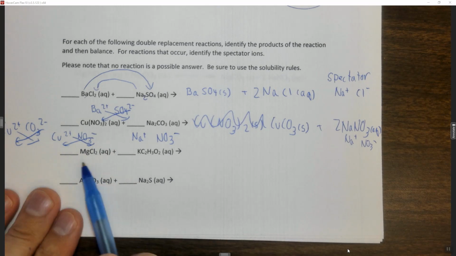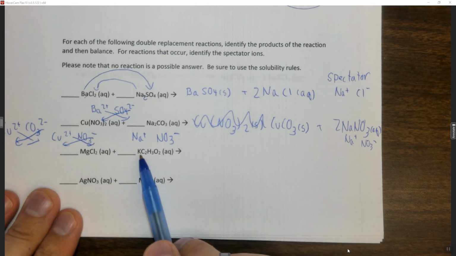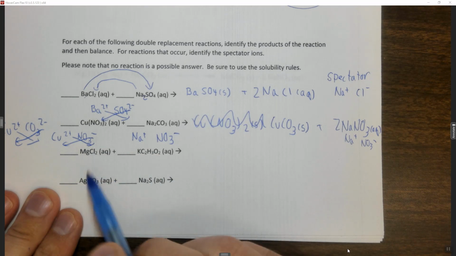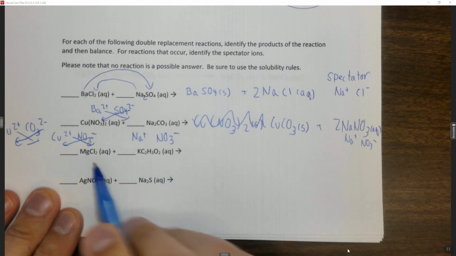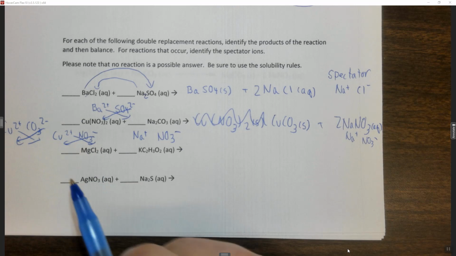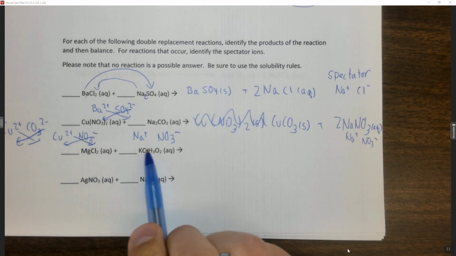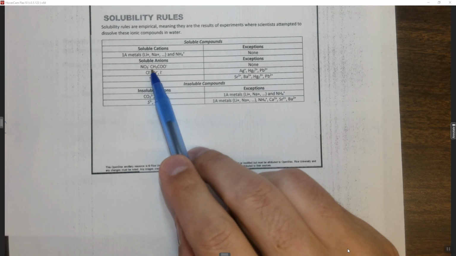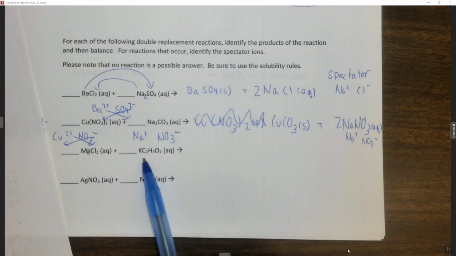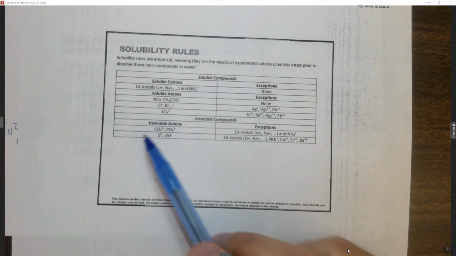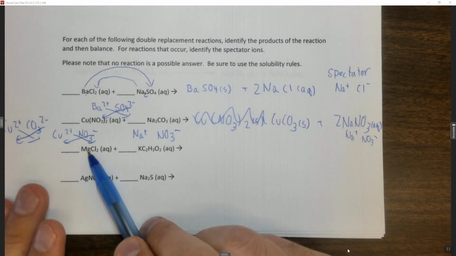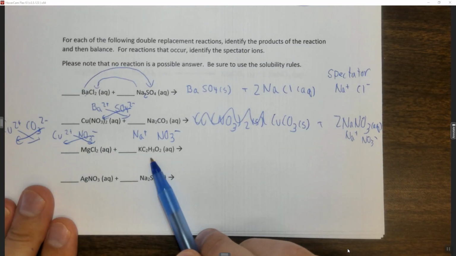Let's look at the next one. We have MgCl2 and KC2H3O2, which is acetate. So let's take a look here. Magnesium goes with acetate. K goes with chloride. So let's look at acetates. Okay, you're not going to find magnesium on here. Acetates, which is CH3COO minus or C2H3O2, this is the same thing, are always soluble with no exceptions. So magnesium acetate is soluble and will be aqueous.